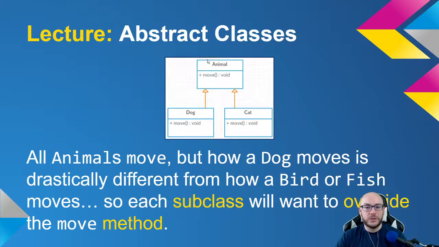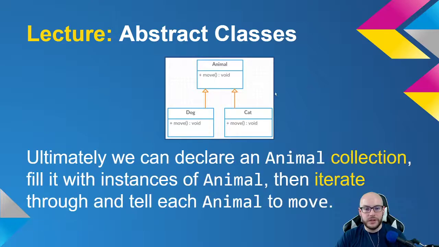We have a central class, animal. It's got a move method. The way dog moves is different from the way a cat moves. Ultimately, so you see in this diagram, right, they are overriding the move method. The way the dog moves is different, so it's going to override it. The way the cat moves is different, so it's going to override.